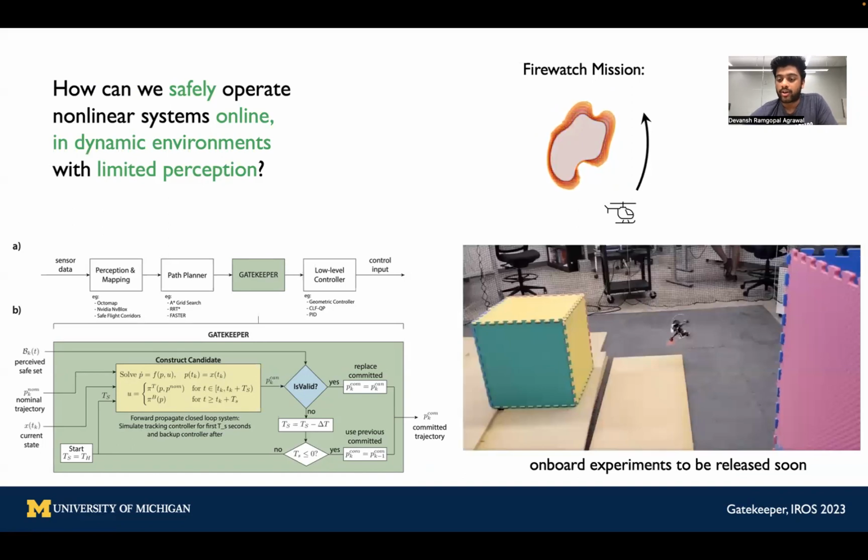And we are currently working on onboard experiments where this quadrotor is planning, perceiving, and filtering the trajectories online and is able to remain safe. All of the computation here is happening on board. We hope to release these results very soon.